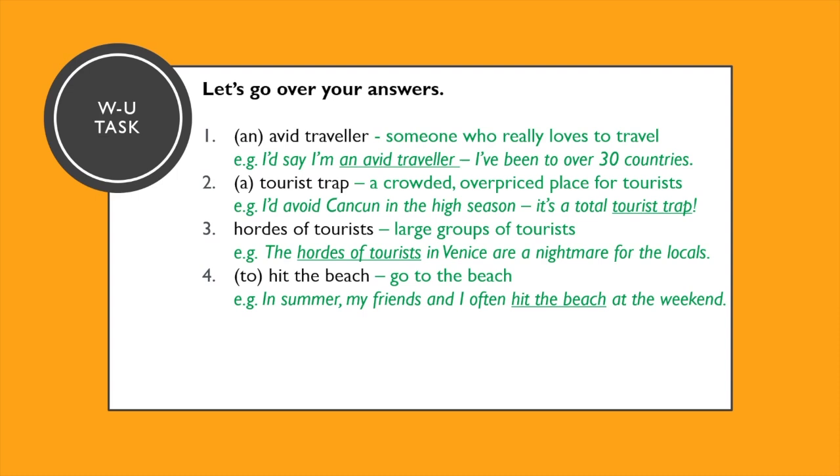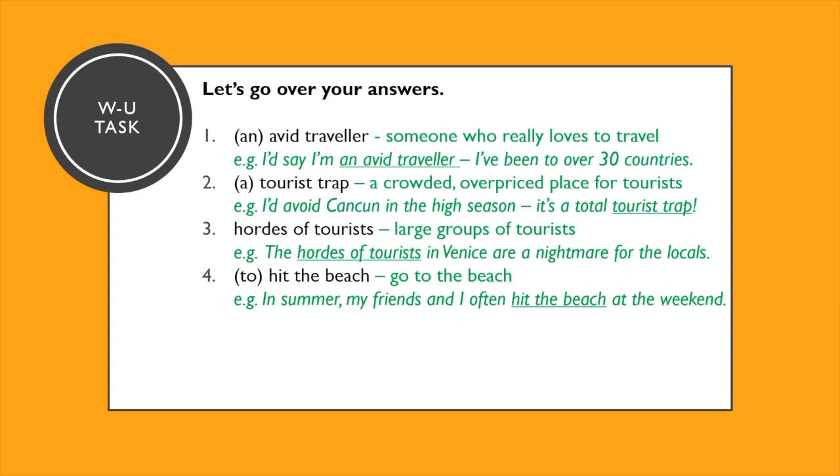A tourist trap is a place that is crowded and overpriced and pretty much designed for tourists. So, for example, I would avoid Cancun in the high season. It's a total tourist trap. Hordes of tourists refers to large groups of tourists. So my example is the hordes of tourists in Venice are a nightmare for the locals.